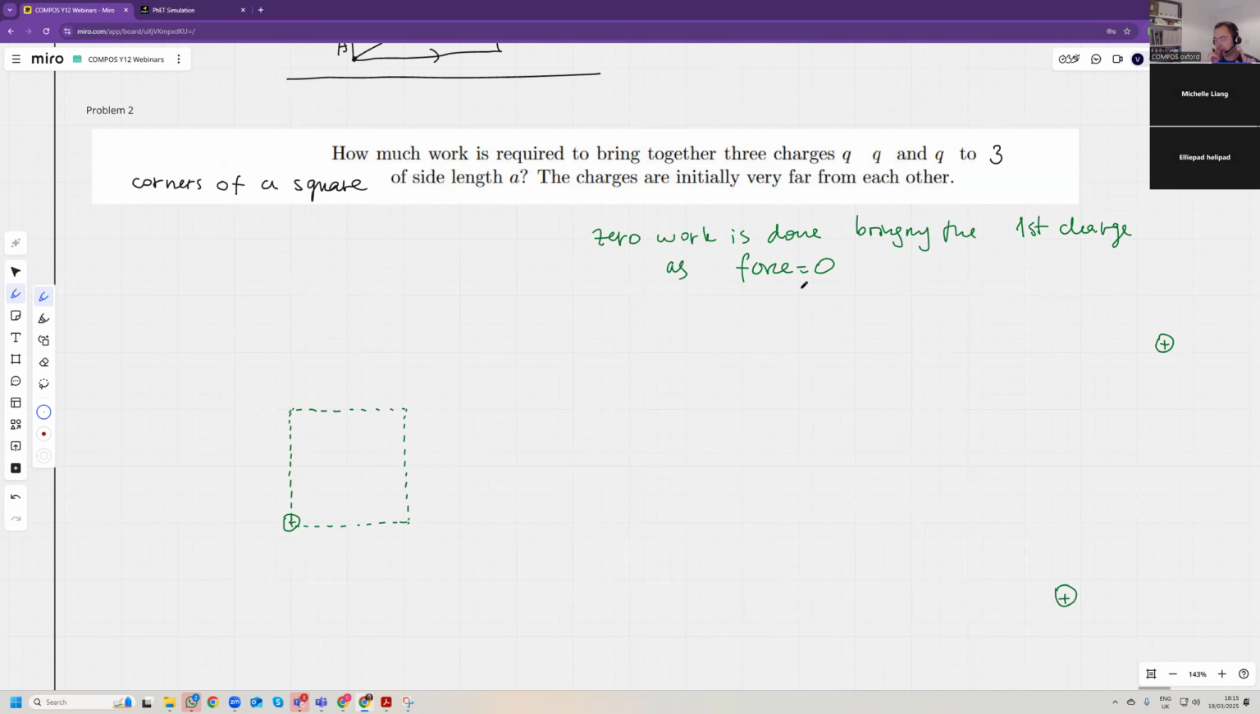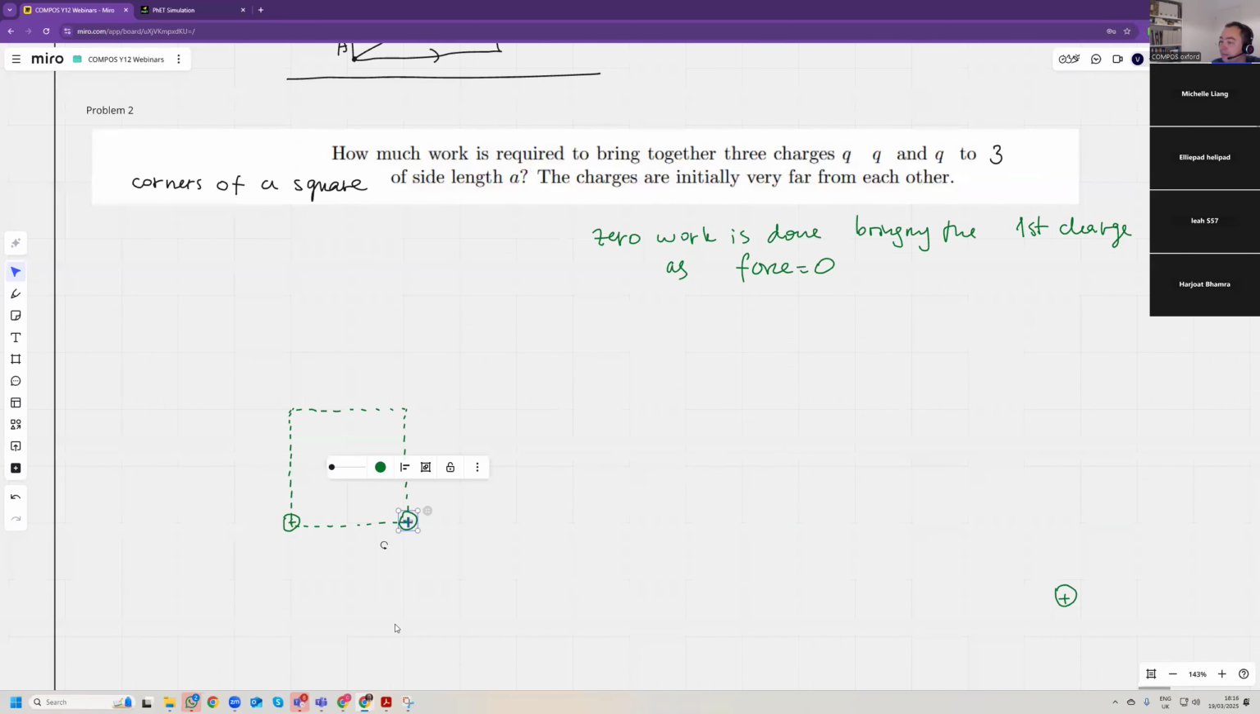Now the second charge, why am I doing work bringing the second charge in? Can somebody explain or suggest? Why am I doing work bringing the second charge in? Yeah, because it will be repelling. Yes, it will be repelling from the first one. So I have to push it against the field, right? Because the first one will try to push it away, so I do work bringing it in.